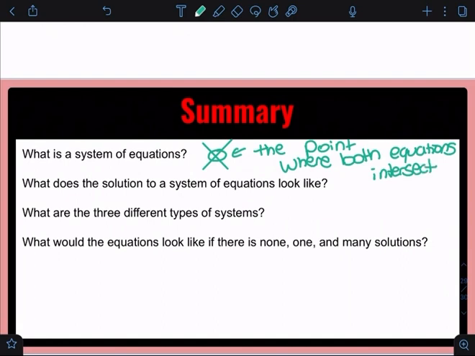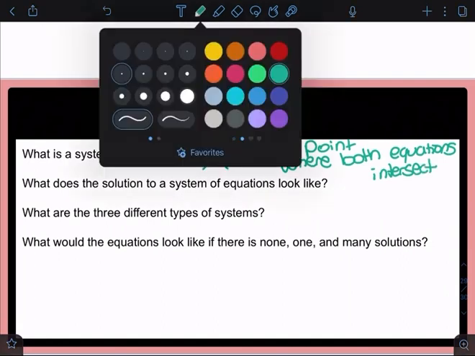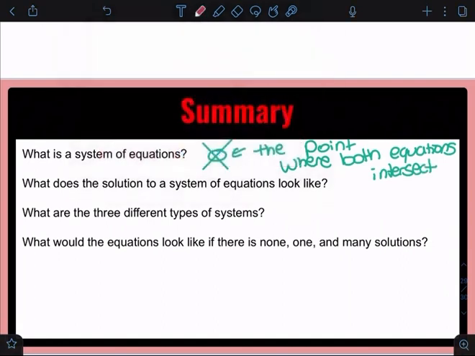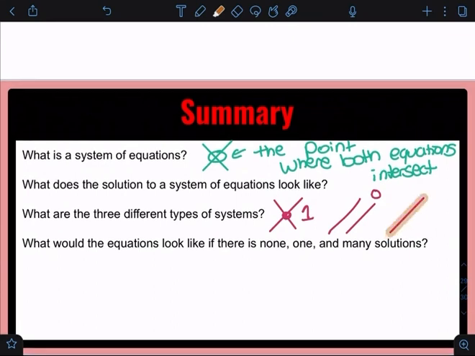Okay? Then what are the 3 different types of systems? Well, we could have this system that has one solution. We could have this system that has no solutions because they're parallel lines. Or we could have the solution where you graph 2 lines that are the same exact thing on top of each other. And that one would have many solutions.